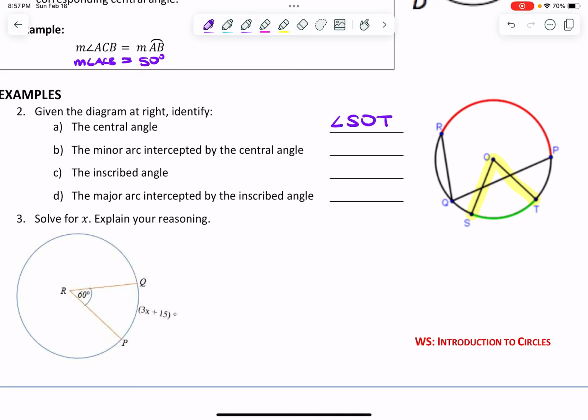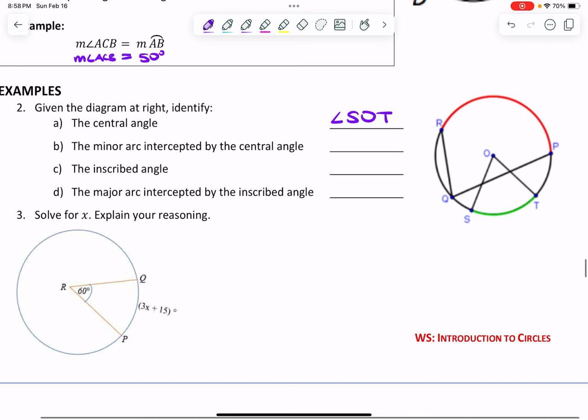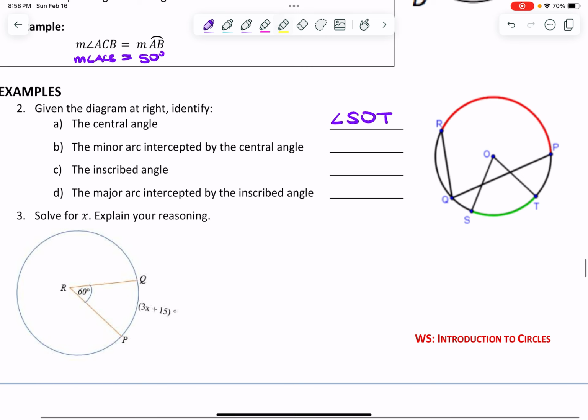T, but you're also welcome to refer to that as angle TOS. As long as that vertex O is in the middle, both names are acceptable. Next, I want to talk about the minor arc intercepted by the central angle. So I'm still talking about that central angle, SOT or TOS, but now I'm talking about the minor arc that exists between them.